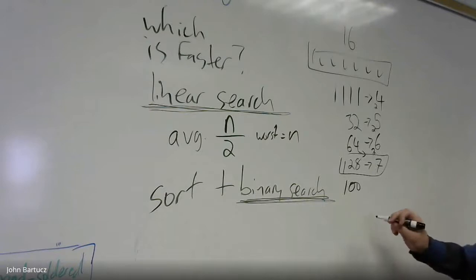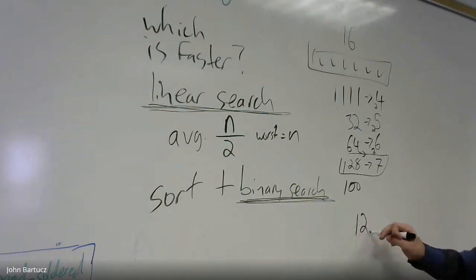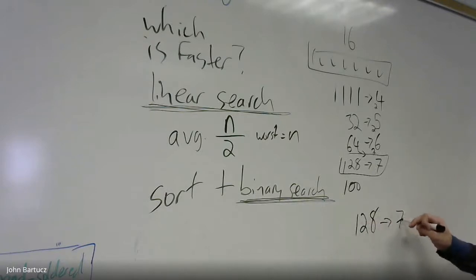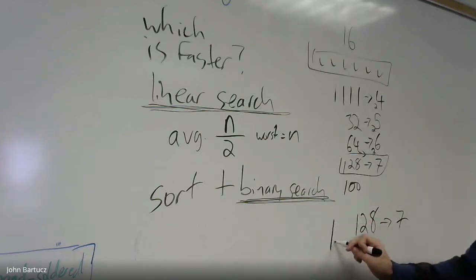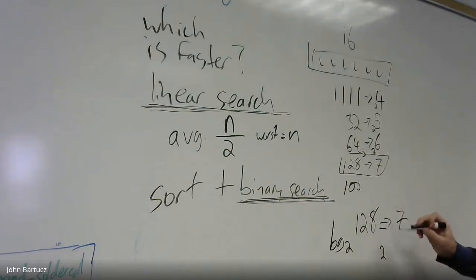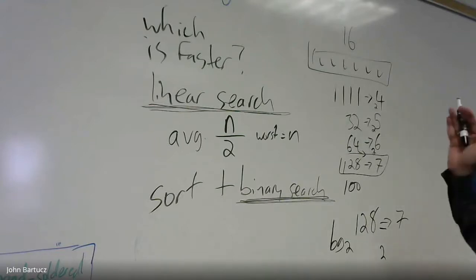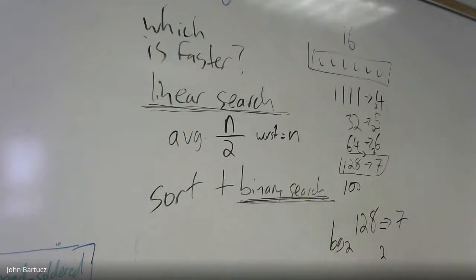So does anybody know how to get from 128 to 7 using power of 2? What is that called? Anybody remember? Yes. Logarithm. So the log base 2 of 128 equals 7. You don't need to know this for any exam. I'm just trying to answer Ben's question, which is a really cool, really interesting computer science question.